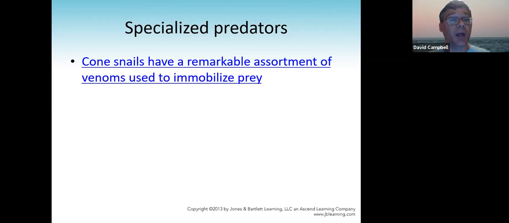Now, a lot of these eat worms. It's not that hard to stop your average worm, so that doesn't require too fancy a poison. But some of them feed on other snails comparable to themselves. So that takes somewhat more strong a venom. And some of those can be dangerous to people as well. Some of them feed on fish. For a snail to stop a fish, it needs something pretty powerful. And those can potentially stop you as well.